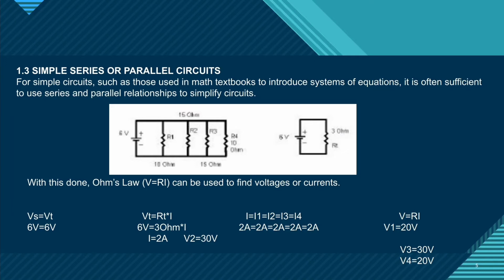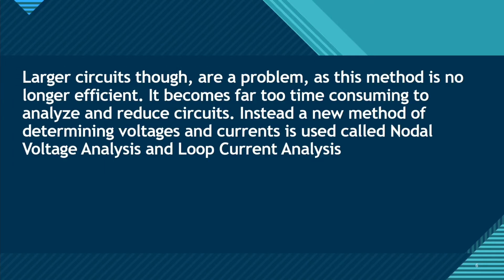And then we make some equations to make sure we get every circuit current right at every voltage. Larger circuits, though, are a problem; the systematic method is no longer efficient. It becomes far too time consuming to analyze and reduce the circuit. Instead, a new method of determining voltages and currents is used, called nodal voltage analysis and loop current analysis.